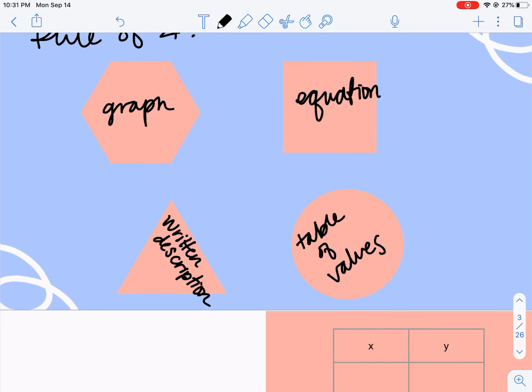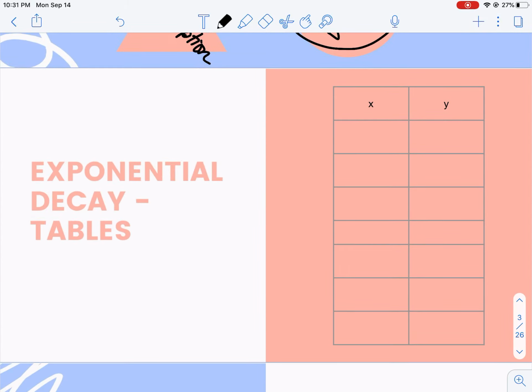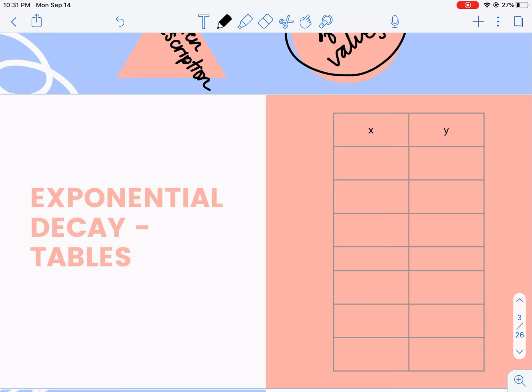All right, now we are going to think about exponential decay today through each one of these lenses. And let's start with table of values. Now, a lot of times people are like, wait, this table is going up and down instead of left to right. That's okay. We can make our table up and down, left to right, your choice. And a lot of you guys are like, you have to start at -1. You can start wherever you want. I am even going to start right here. I'm going to go 0, 1, 2, 3.